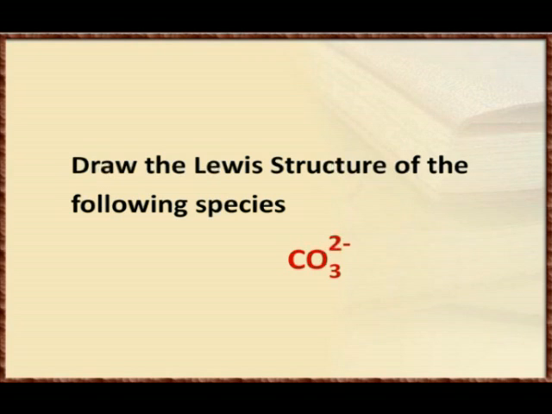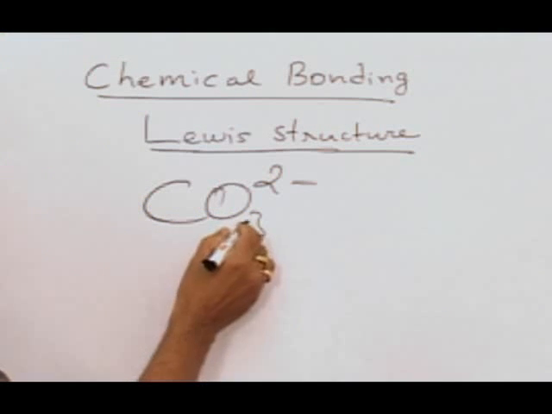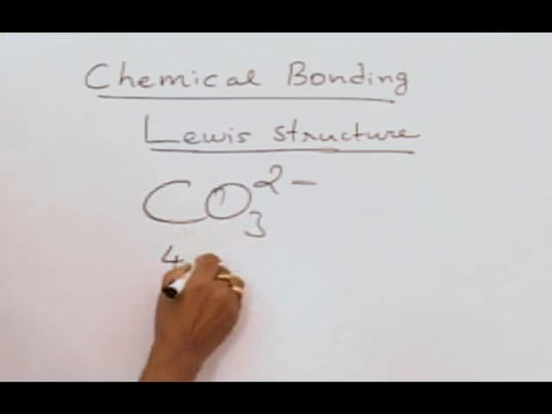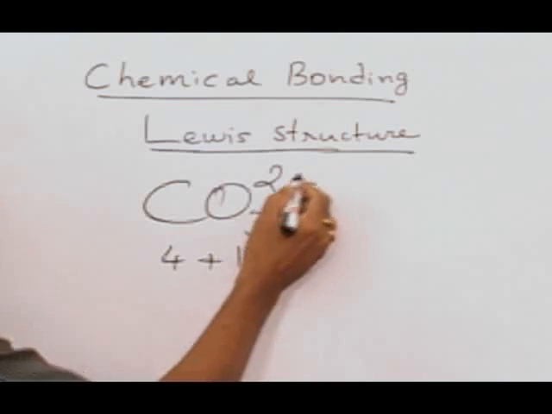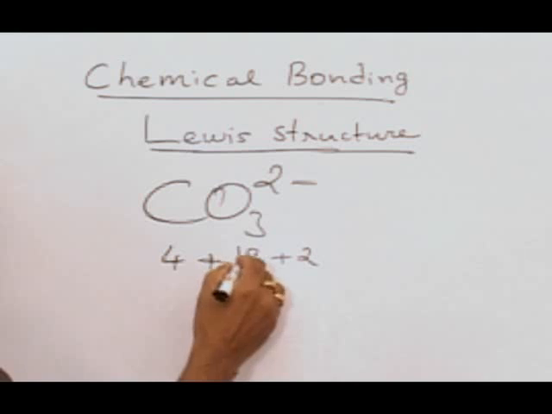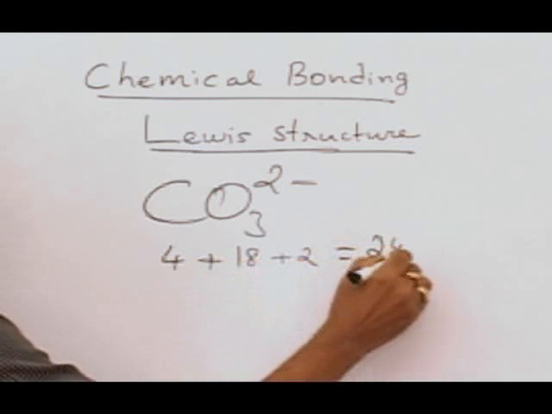The next molecule, or ion, is the carbonate ion, CO3 2 minus. Here also we have to calculate the valence electrons, 4 from carbon and each oxygen 6, that is 4 plus 3 into 6, 18, and plus these two negative charges, that also we have to take into account. So in total 24 electrons we have.